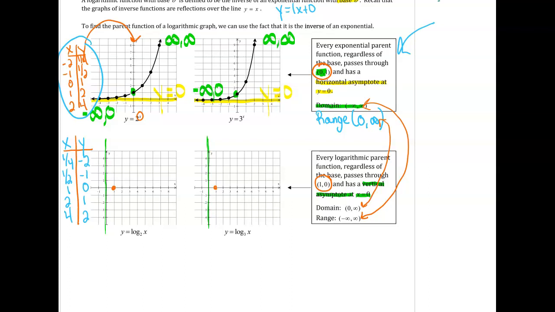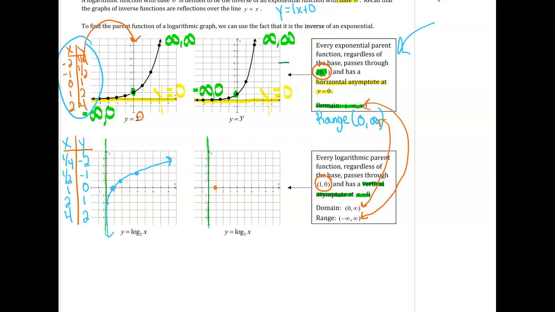So I'll go ahead and put the fractions in here, but here's the 1, 0 again. Here's 2, 1. And there's 4, 2. And if I want to get these fractions, over a fourth, down -2, they're going to be right there. And so this is my shape for log base 2 of x. So let's just recap that in the other one.